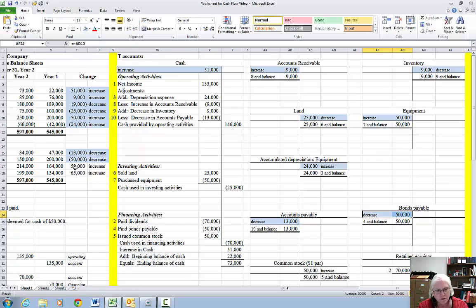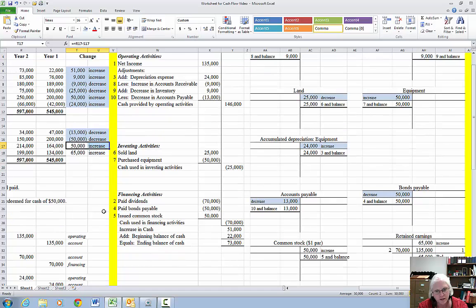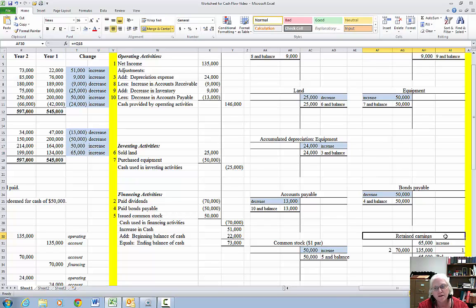The next one, common stock, increases. Common stock is an equity account, so if it increases, it has to be a credit. So there's a 50,000 increase there. And then retained earnings has an increase of 65,000. Retained earnings is an equity account also, so it has a normal credit balance. So we're going to credit 65,000.